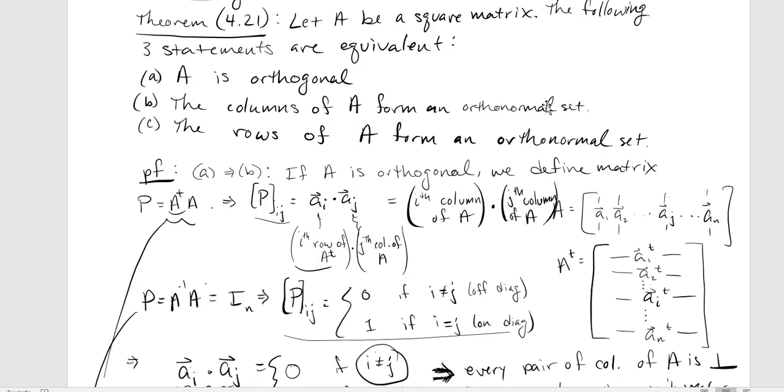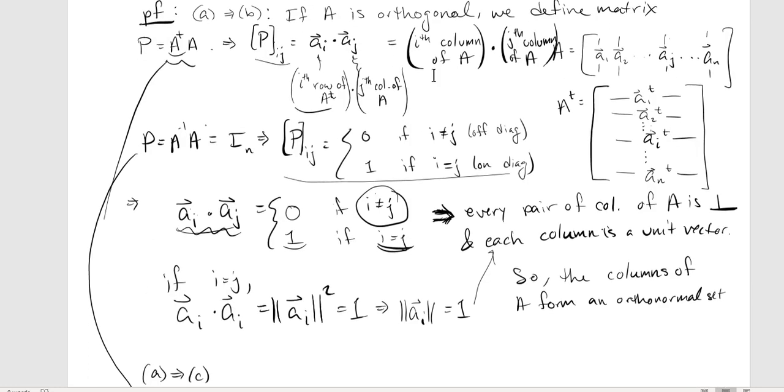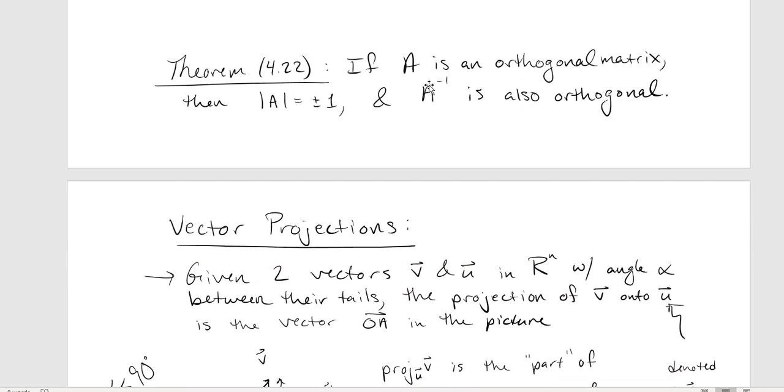Turns out if you've got these orthonormal sets, if your rows or columns make up these orthonormal sets, that also means you have an orthogonal matrix. Okay, so let's go on to another theorem. If A is an orthogonal matrix, then the determinant of A is positive or negative 1, and A inverse is also orthogonal. I think the book gives a pretty easy little proof of this, just using some determinant properties.